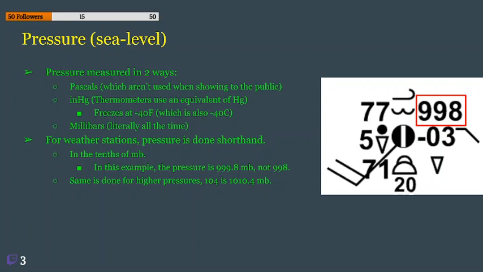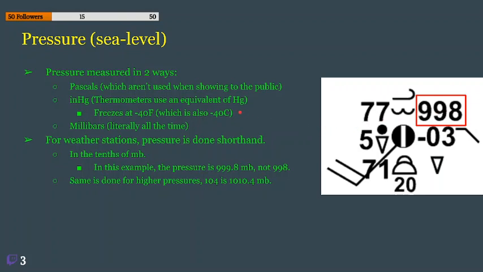And then there's millibars, which is used literally all the time. For weather stations in this example here, pressure is done shorthand in the tenths of millibar. So for example, the pressure here is 999.8, not 998. The same is done for higher pressures. If instead of 998 it was 104, it would be 1010.4.